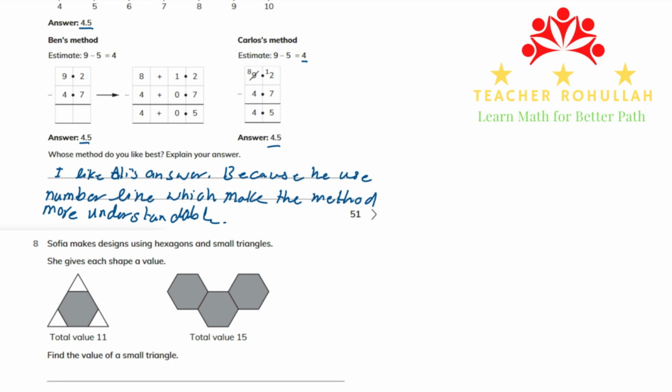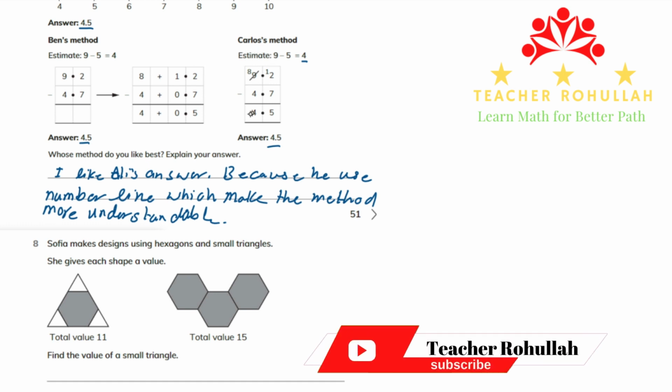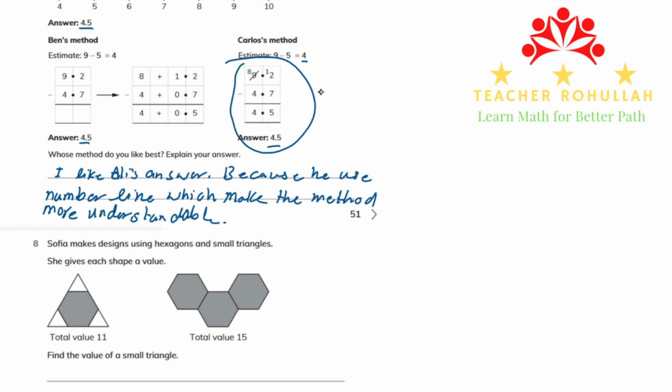Okay. This is my idea. Maybe others like Ben's method, or maybe someone likes Carl's method. Carl's method is also the commonly used method which people use. So maybe someone likes Carl's because it is straightforward and he just needs to borrow and calculate.